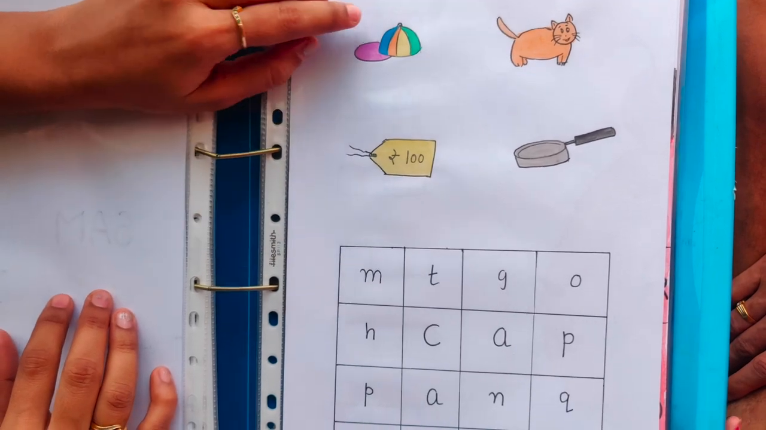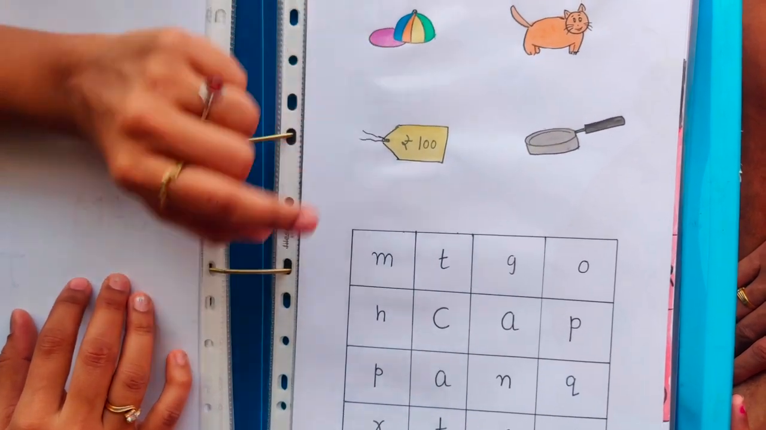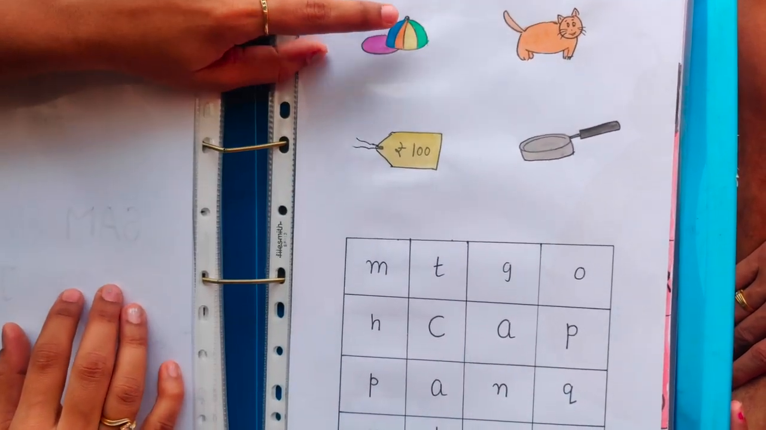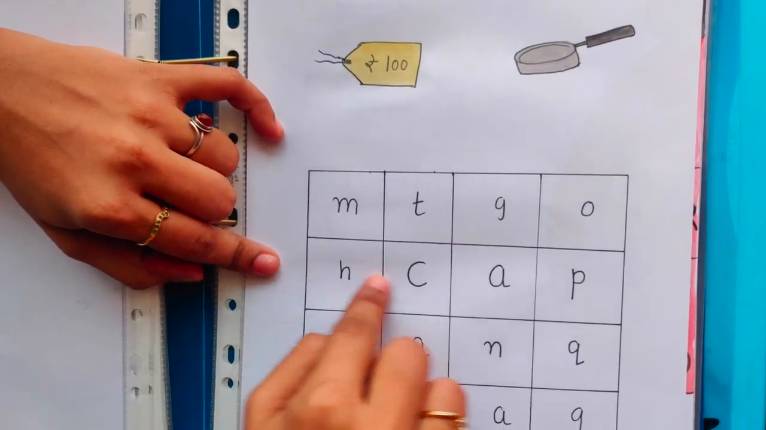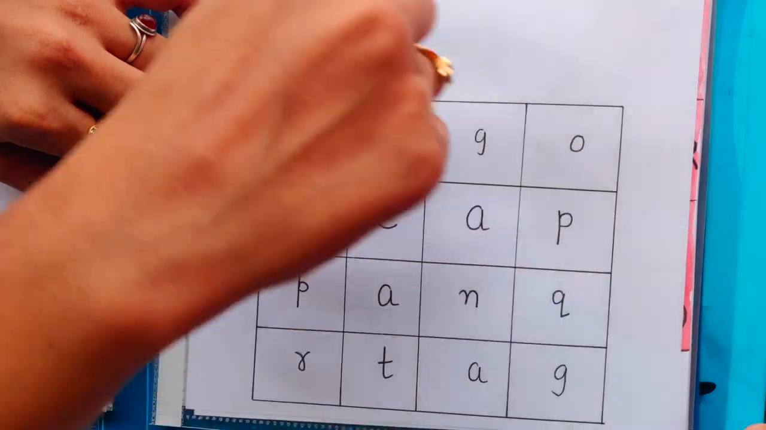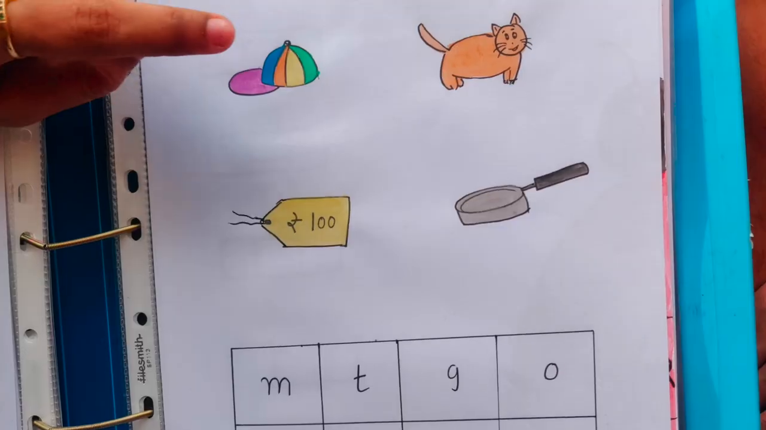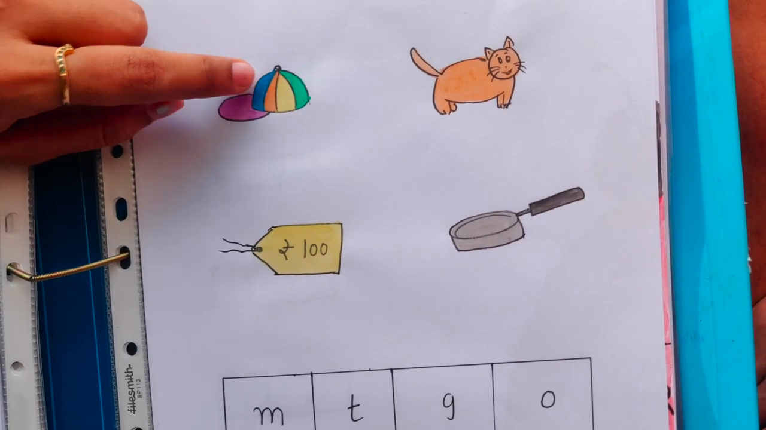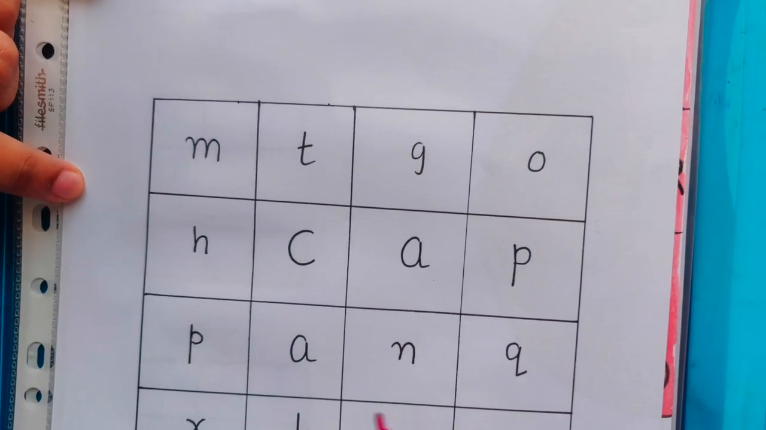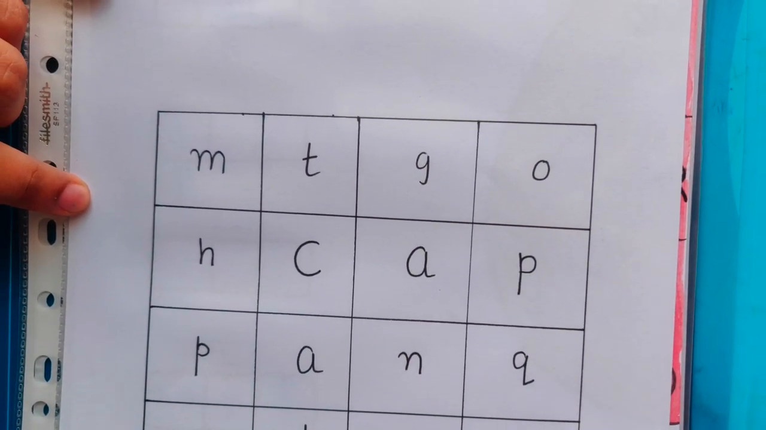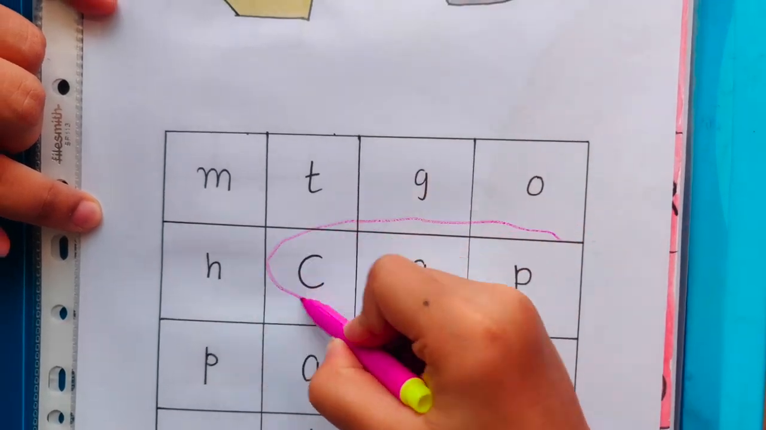So next one, you have to tell each picture, okay? It's a puzzle. So we have to see what the picture is. Then we have to find that word here. That word can be lying down like this, or it can be standing, okay? So what is this? Cap. Now find where is cap. Yes, make a circle, a big circle covering cap.